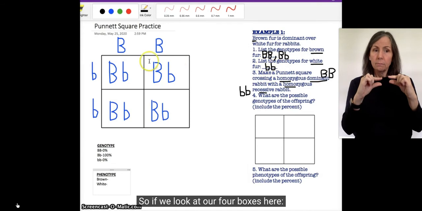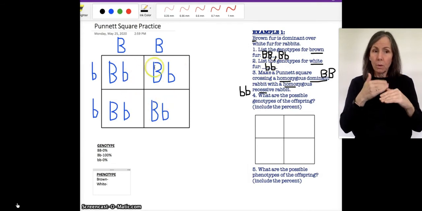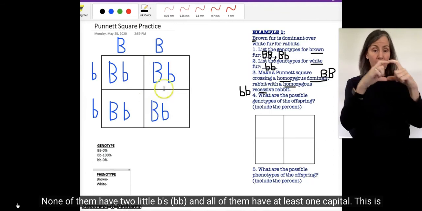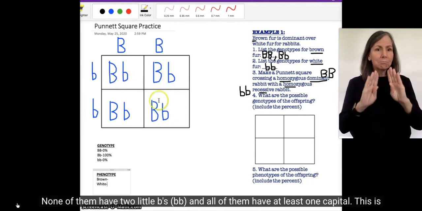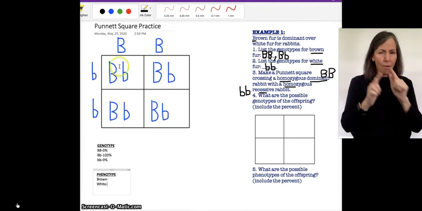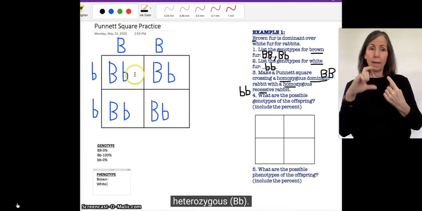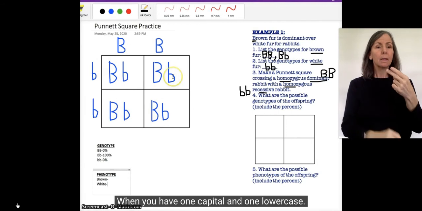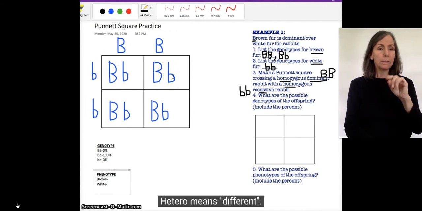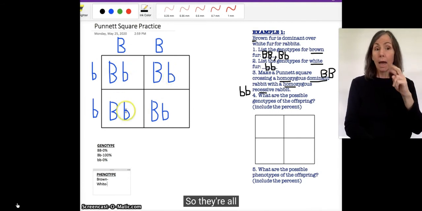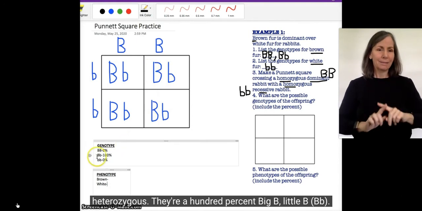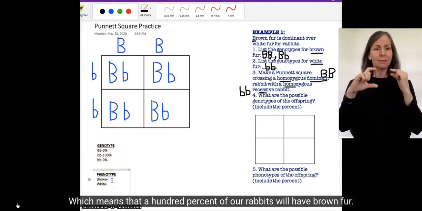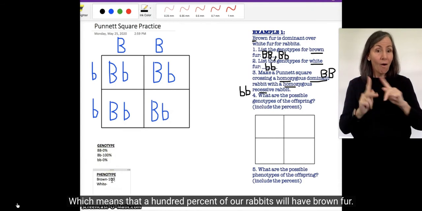So if we look at our 4 boxes here, none of them have 2 little b's, and all of them have at least 1 capital. This is called heterozygous, when you have 1 capital and 1 lowercase. Hetero means different. So they're all heterozygous. They're 100% big B, little b, which means that 100% of our rabbits will have brown fur.